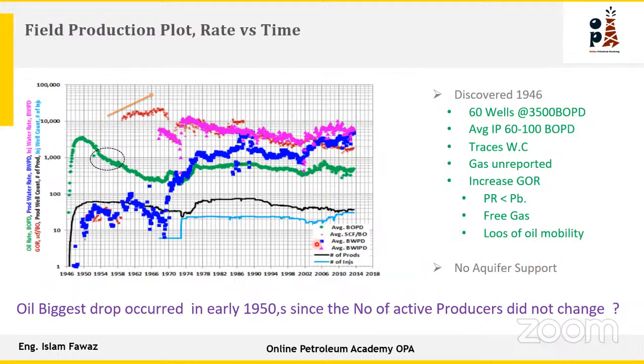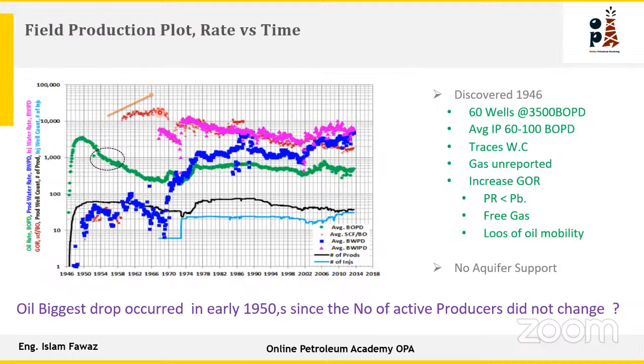So for this field here, this is the oil rate, this is the number of wells, this is the water production, this is the GOR, this is the water injection rate. This field was discovered in 1946, and if you look here, you have a peak of the production, and also you have a decline in this oil rate. With this decline, we have an increase in the gas oil ratio.